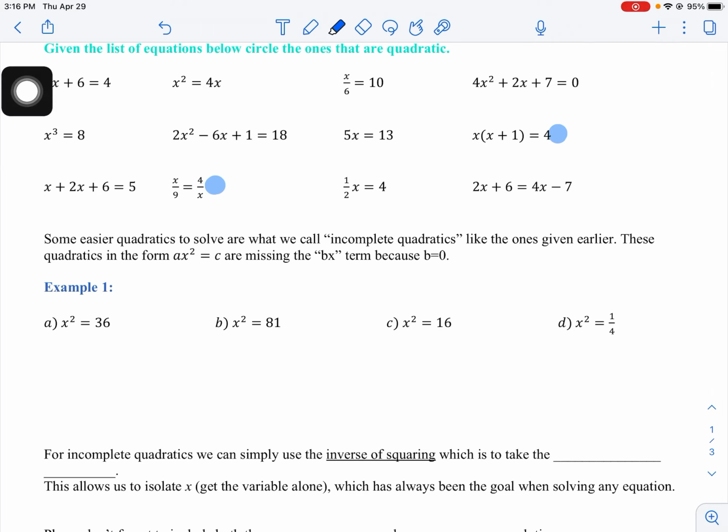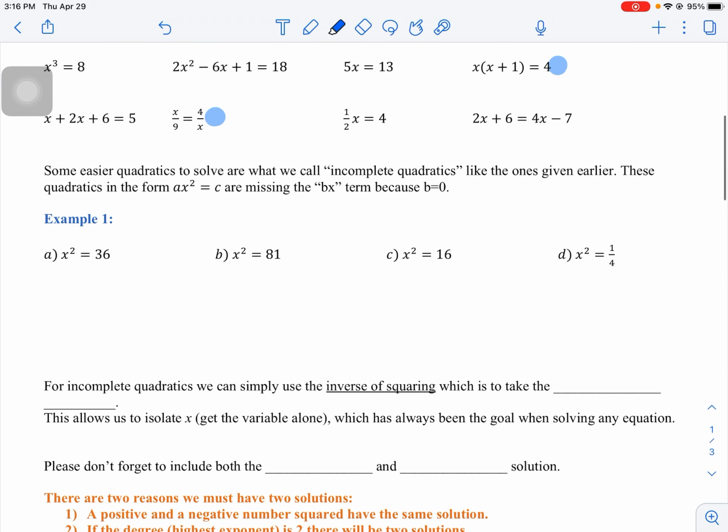For incomplete quadratics, you can simply use the inverse of squaring, which is the square root. I'm going to write it all up here. I know the line continued down there, but I want it to be together. Don't forget to include both the positive and the negative solutions. You need two solutions.